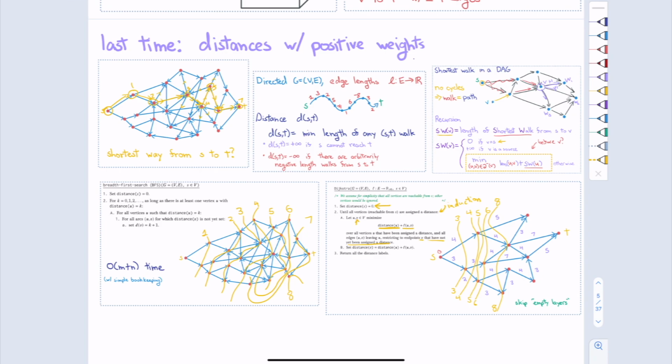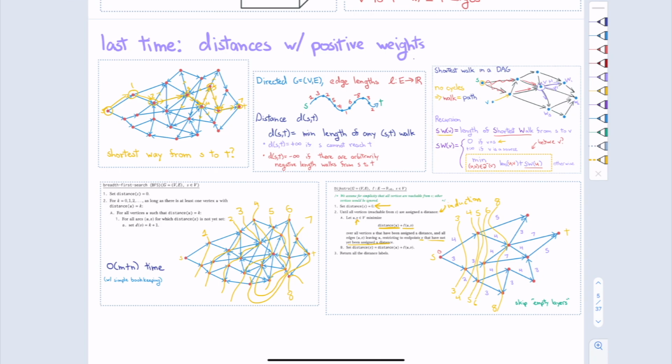But ultimately, because the distances are all integers, we can do an induction on the distance. So S is the only vertex at distance 0, followed by the vertices of distance 1, distance 2, distance 3. The point being that once I know all the vertices at distance 1, it becomes much easier to identify the vertices at distance 2. Once I identify all the vertices at distance 2, it becomes much easier to identify all the vertices at distance 3, and so forth.